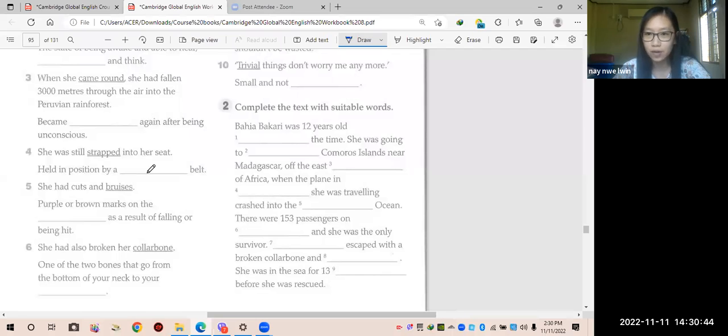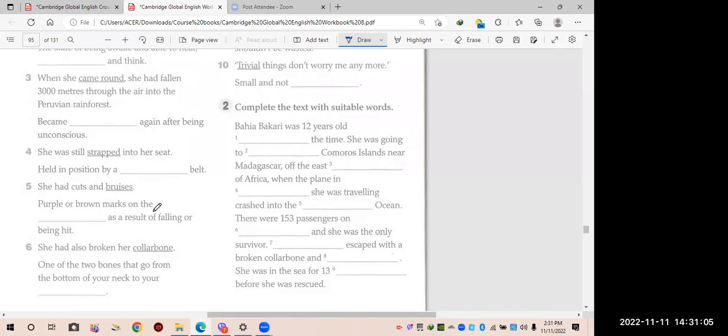What is the answer for 4? Seat belt, right? How about the others? Did you get the answer for number 4? Okay. So how about number 5? She had cuts and bruises. So the meaning of bruises is a purple or brown mark on the blank as a result of falling or being hit. On the skin. Skin, yes, correct, on the skin.